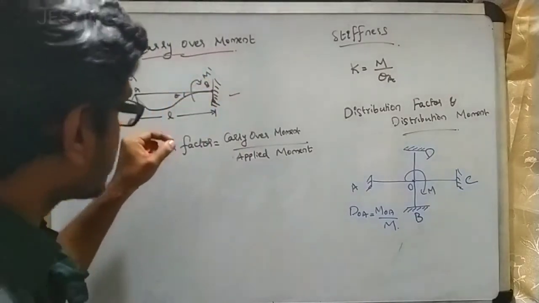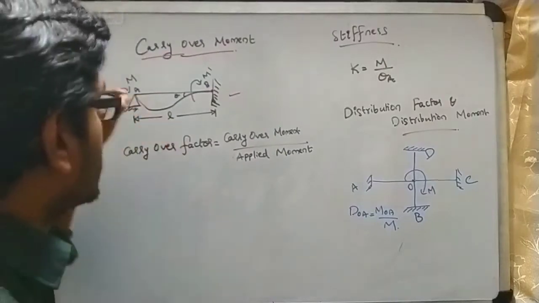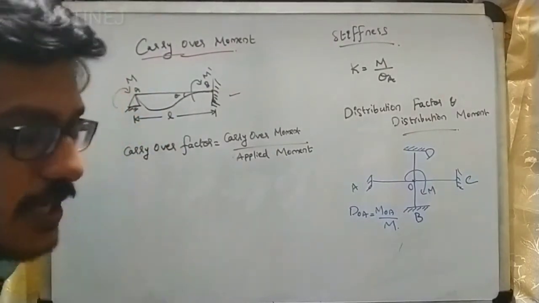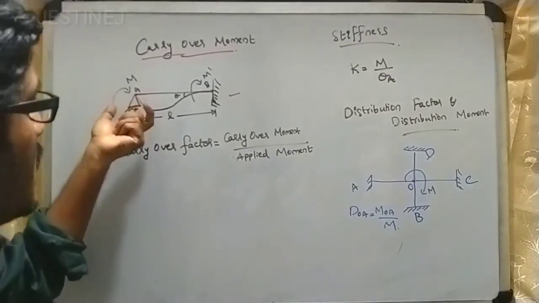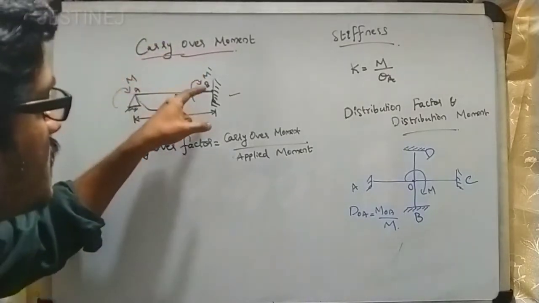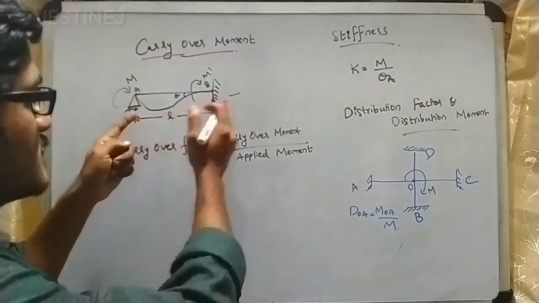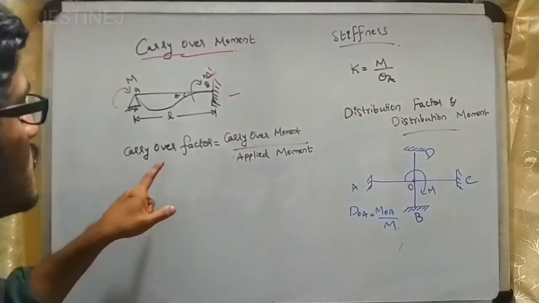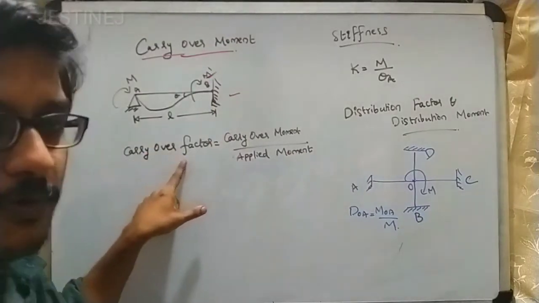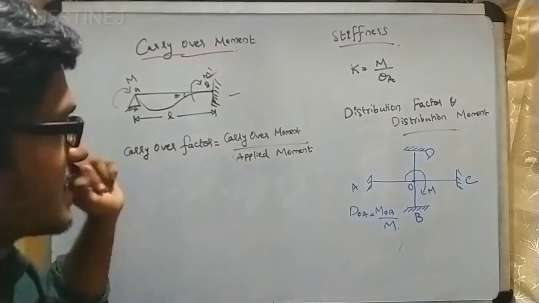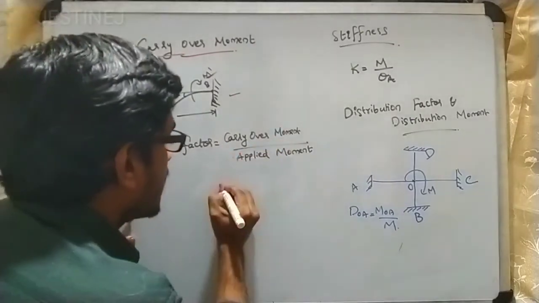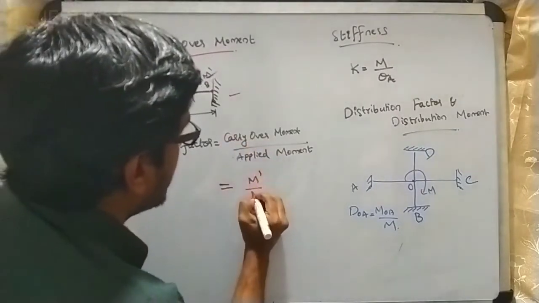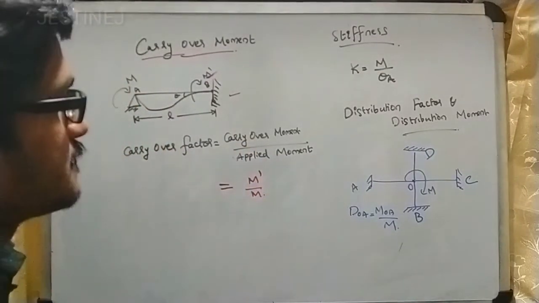Once again, I will repeat. A moment of magnitude capital M is applied at joint A, which is hinged, and this moment is carried over to joint B, which is fixed, with the magnitude M dash. There is a term called carryover factor, represented as carryover moment by applied moment. Carryover moment in this case is M dash, and applied moment is capital M.